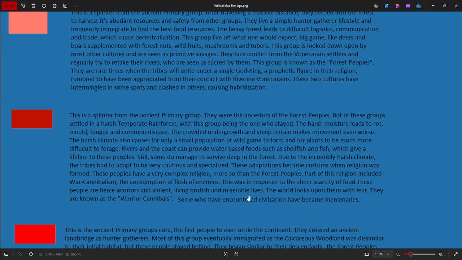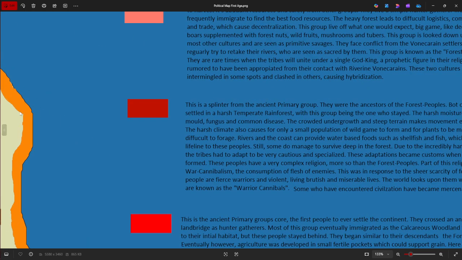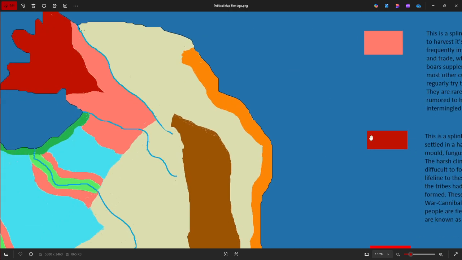I think that's some John Locke quote. And outsiders are terrified of them and don't go anywhere near them. They're the warrior cannibals. And some of them who actually have gone to civilization are ferocious mercenaries.